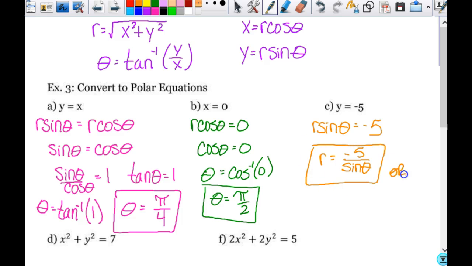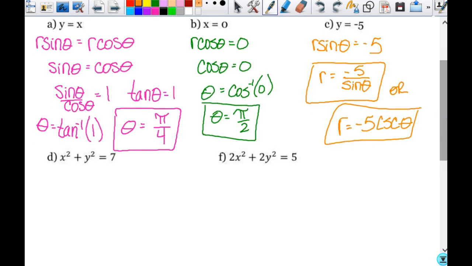Or, what if I didn't want sine in the denominator? How else could I write this? What's the reciprocal of sine? Cosecant. These are the same thing. Either one of them is fine. Everybody okay with that? Any questions?